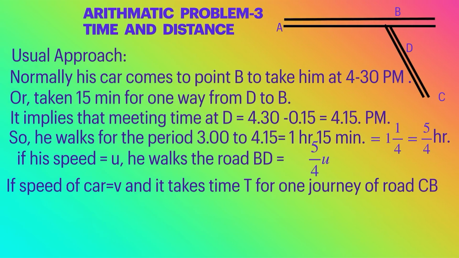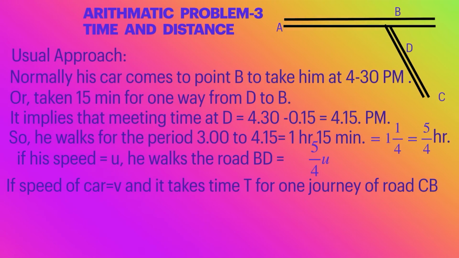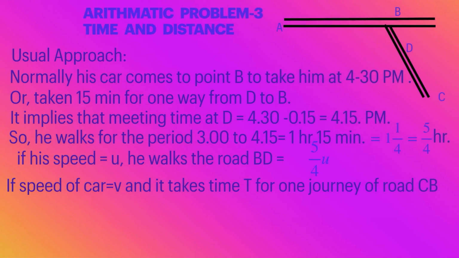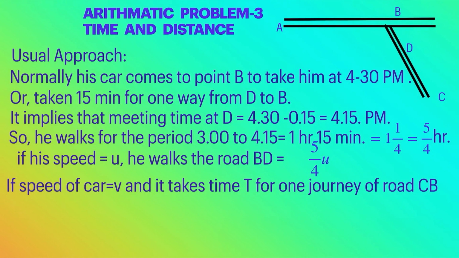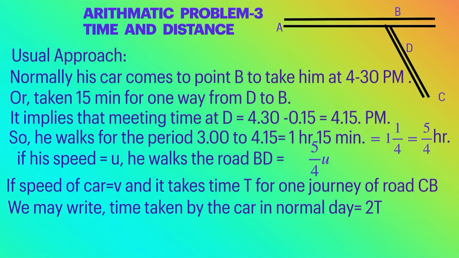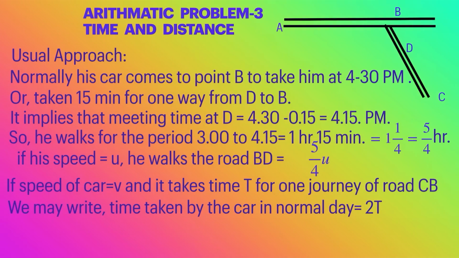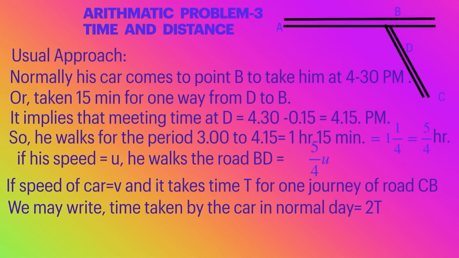And suppose the speed of the car equals v. Then suppose the car will take time T for one way journey of the road CB, that is B to C or C to B. Then we may write the time taken by the car on a normal day equals 2T: go from home to B station, that is C to B, and then B to C for returning. So the car will take time T plus T, that is 2T.